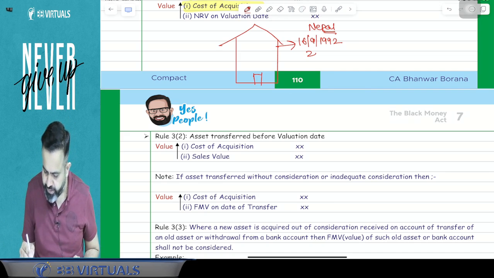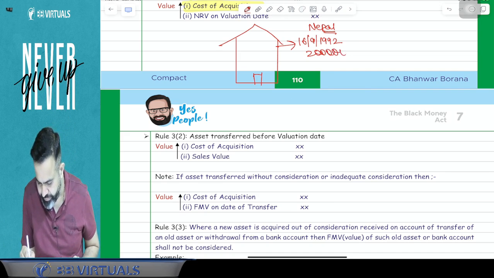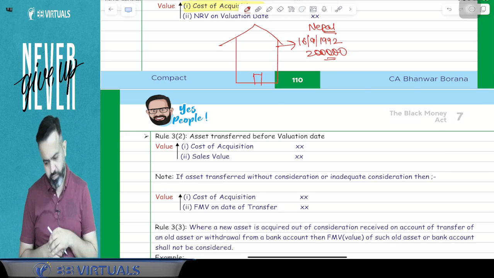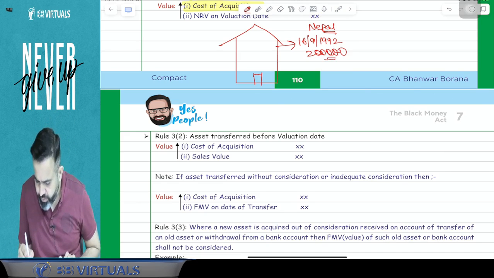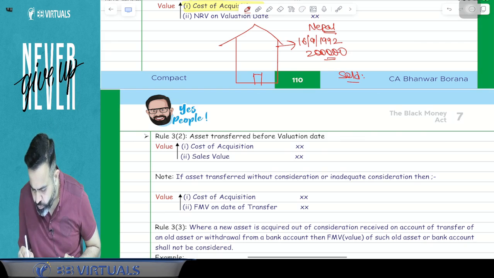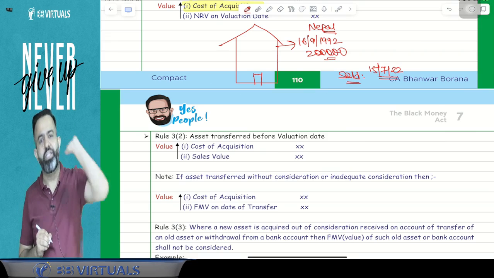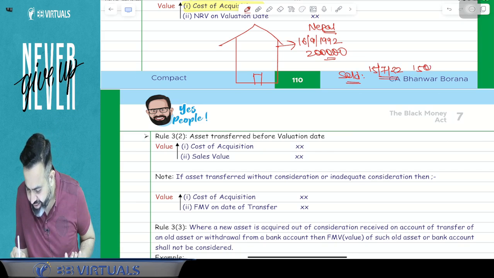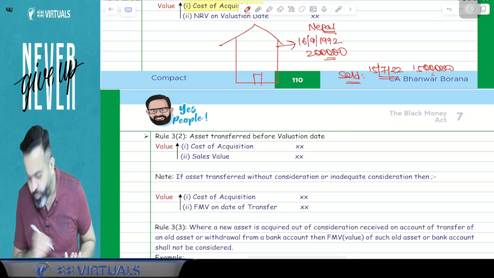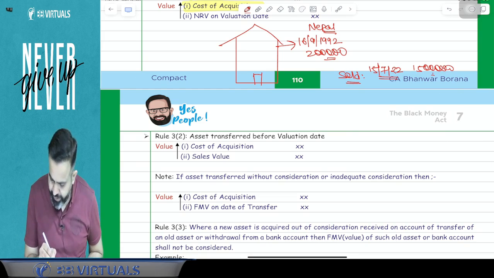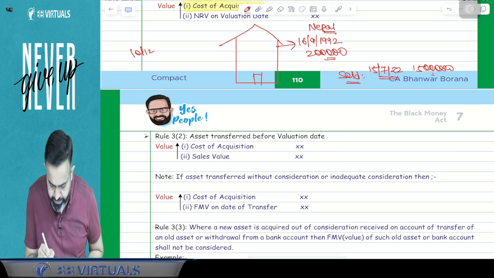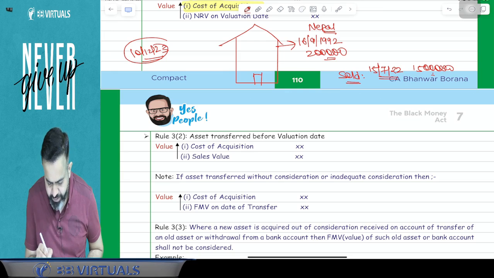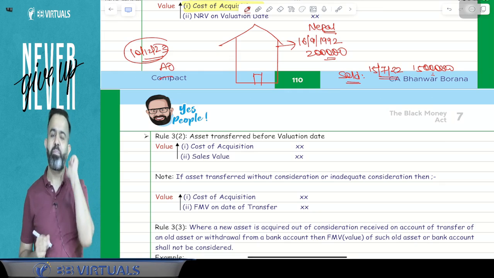So I purchased this house for 2 lakh in 1992. Now guys, suppose I sold this house on 15 July 2022, in the last year. And suppose I sold this house for 15 lakh. Now, in the current year, on 10 December 2023, just suppose the AO gets to know about that property.